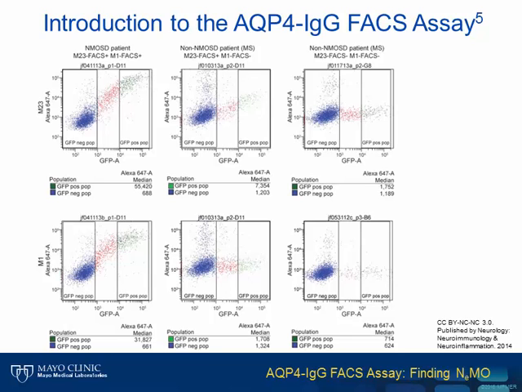In the middle, you can see a patient that does not have NMO spectrum disease. This patient is positive on the M23 FACS, which is a false positive, but is negative appropriately using the M1 FACS. On the right panel, you can see patients that don't have NMO spectrum disease that are negative on both FACS assays.